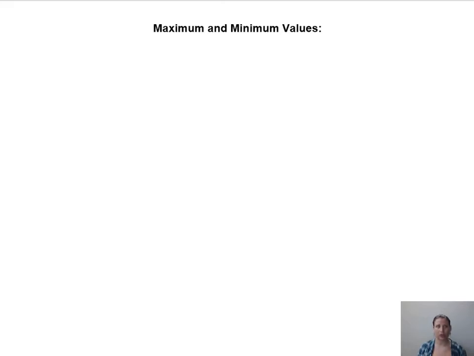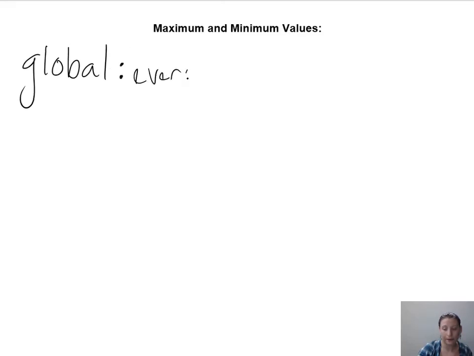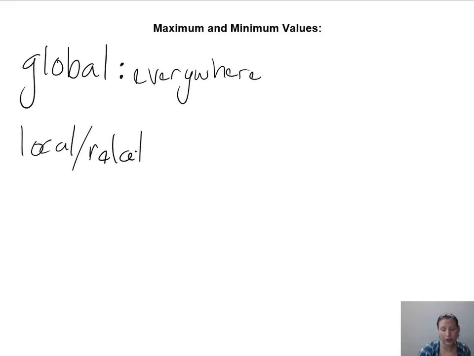So global means kind of overall, right? The overall top or the overall bottom. Global is everywhere. Okay, so everywhere it's a top or everywhere it's a bottom, or max or min, right? So local or relative, they are literally interchangeable.